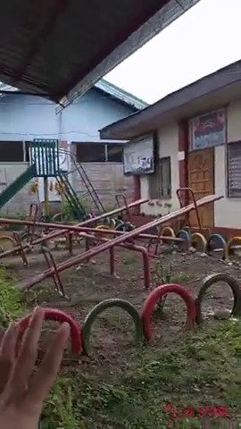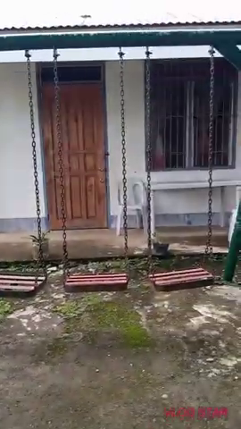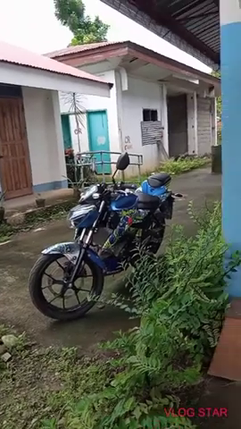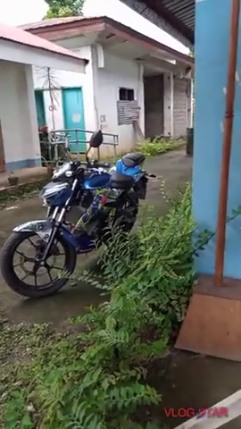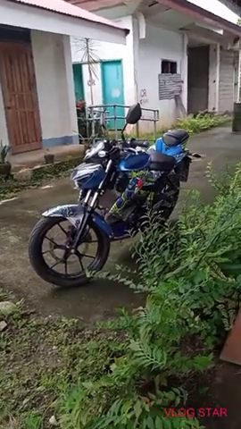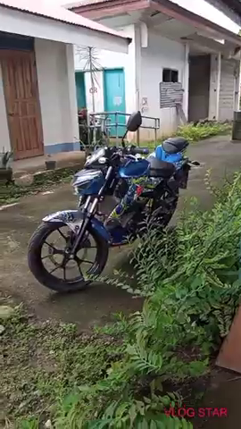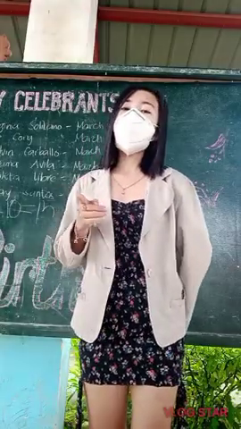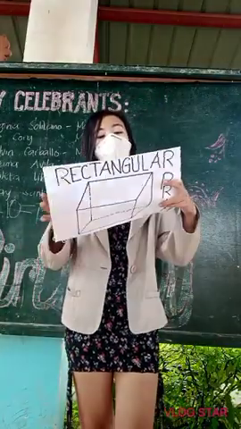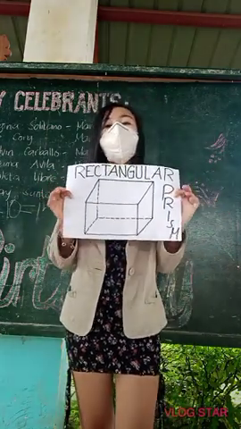So the playground also has three-dimensional shapes, as what you observe. So that's it. The motorcycle also has the shape of a three-dimensional figure. Our first three-dimensional figure is the rectangular prism.